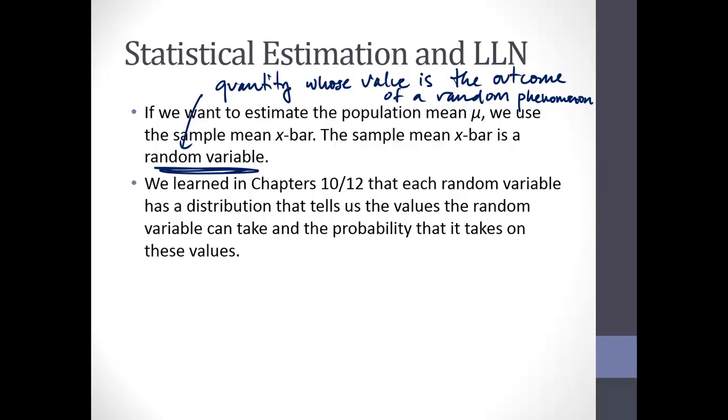And so what we learned back in chapter 10 and 12 was that each random variable has a distribution. So we had a probability model for our random phenomena. Same thing: we have a distribution that tells us what values that random variable can take, and then the probability that it takes on those values. So again, x bar is a random variable, and it will have a distribution.